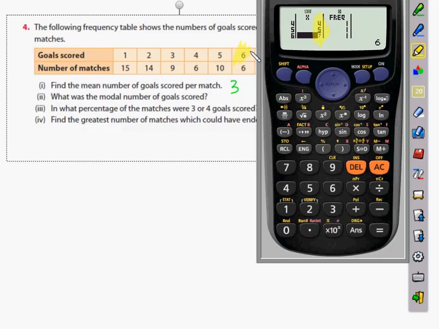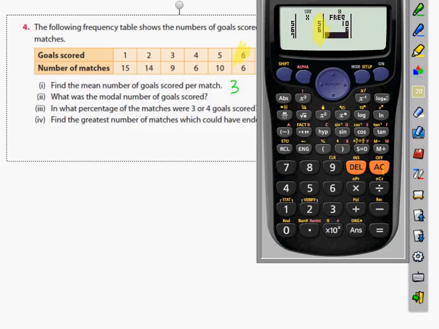6 is your highest. Now, the right hand side represents the number of games. So go back to the top. Press 15 equals, 14 equals, 9, 6, 10, and 6. Everybody happy with that? Got it done?